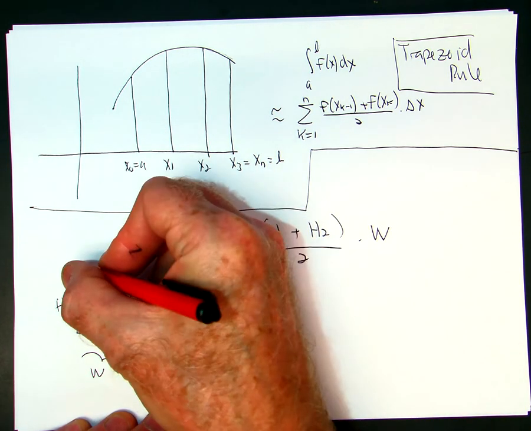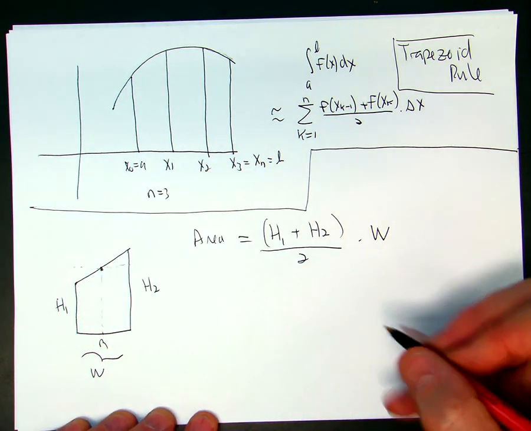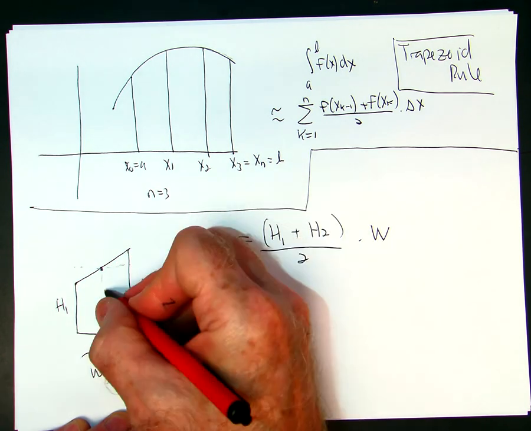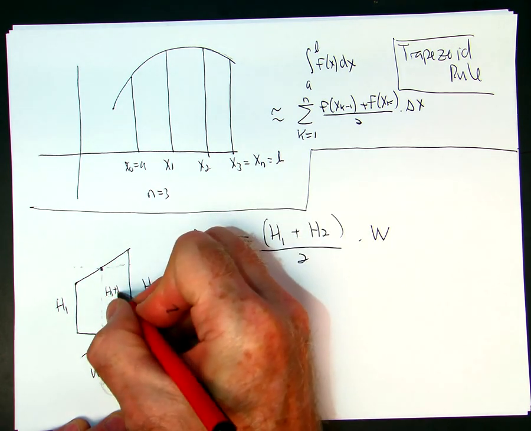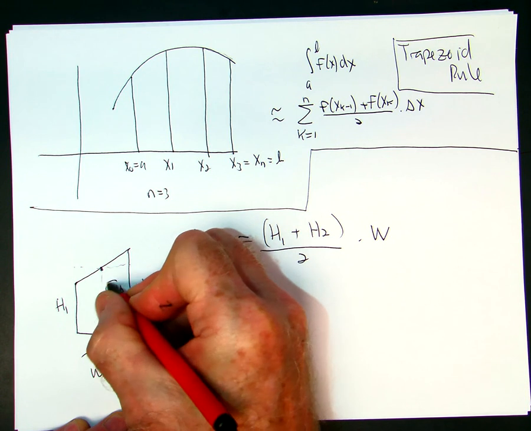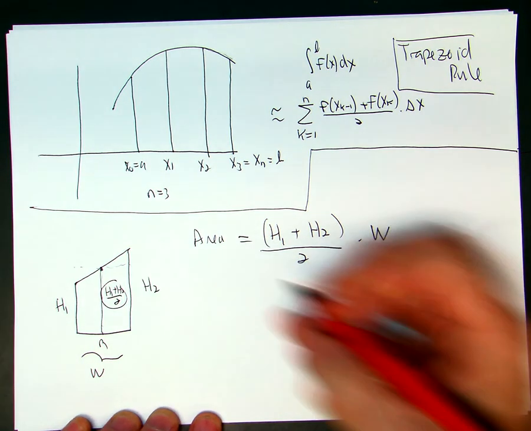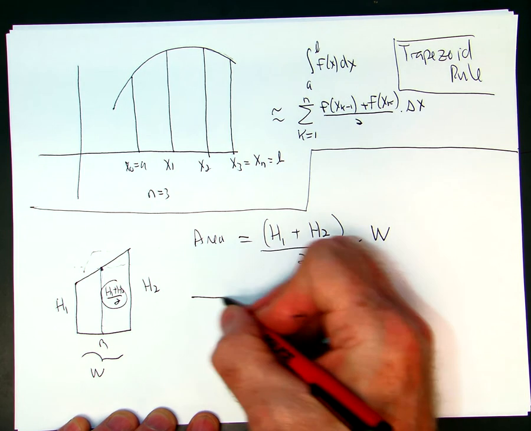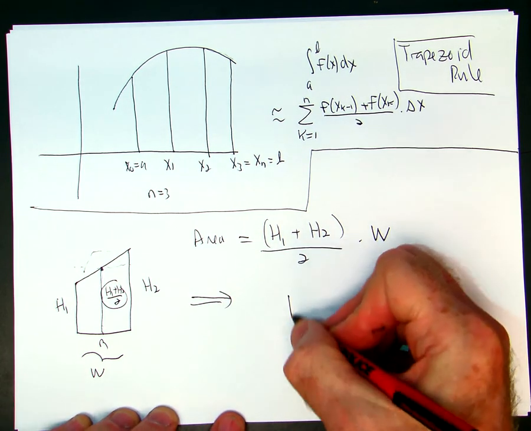I'm going to transform this into a rectangle. Now notice that this point right here is midway between the first height and the second height. So this is h1 plus h2 over 2. That's what this height is right here. So what I'm going to do is move this rectangle over here. So I'm going to transform this without changing the area.